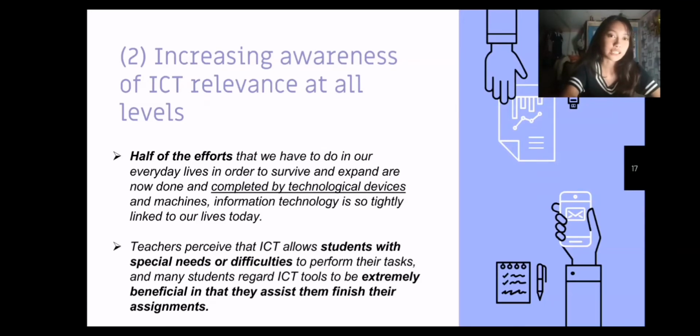Teachers perceive that ICT allows students with special needs or difficulties to perform their tasks, and many students regard ICT tools to be extremely beneficial in that they can assist them finish their assignments, not only for students but also for teachers.